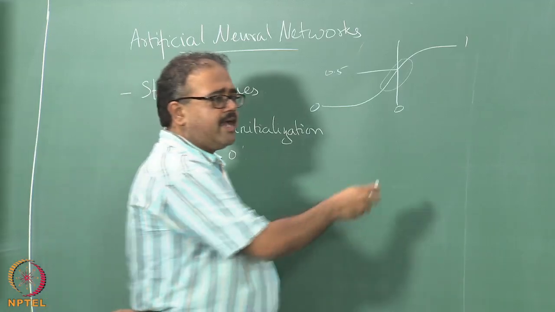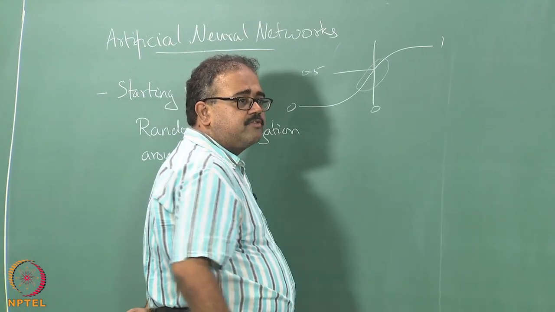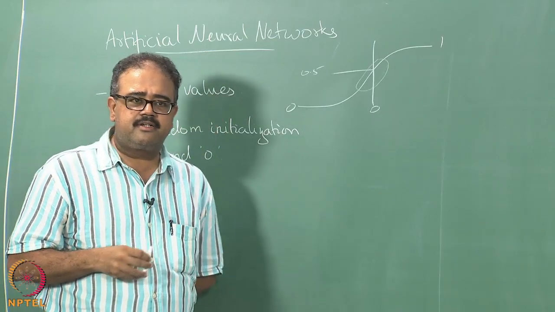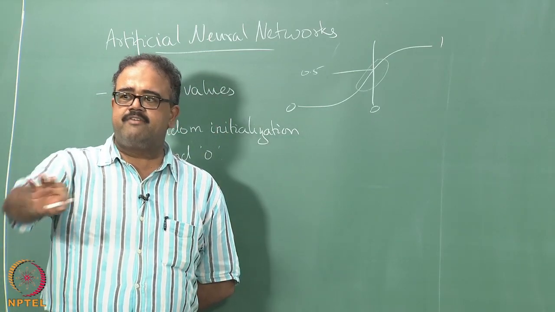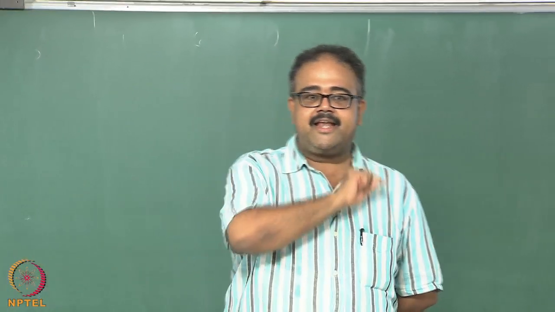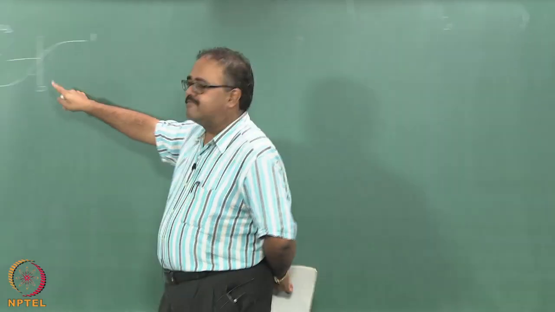So, I would really like to start off my network so that most of the outputs of the neurons are in the linear region. Why is that? Can you think of it? I mean, you have enough information to answer this question. The gradient will be larger, right. So, the gradient will be larger if you are somewhere around here.